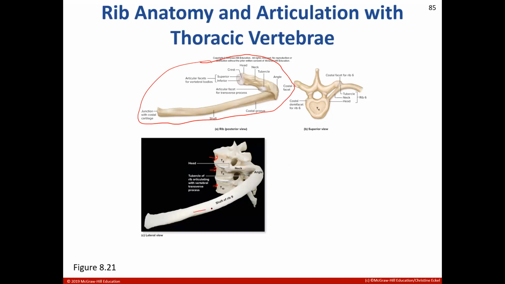The rib has a shaft, and where it bends, where that hairpin turn is towards the posterior, that's the rib angle. It has a neck, which I won't ask you, but it has a head and a tubercle. That's important because the head of the rib is going to articulate with the vertebral body of the thoracic vertebrae. The tubercle is going to articulate with the transverse process, which is shown really well here. So it's important that you know the ribs.